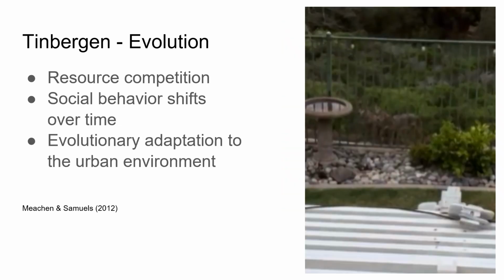For evolution, my evolutionary hypothesis is that competition for food reflects a long evolutionary history of coyotes as highly adaptable generalists. Natural selection has favored individuals that can successfully adjust their behavior as environments and food availability change. Meachen and Samuels in 2012 showed that coyotes underwent evolutionary changes following the extinction of North American megafauna, contributing to the flexibility that allows modern coyotes to thrive in both wild and urban habitats.